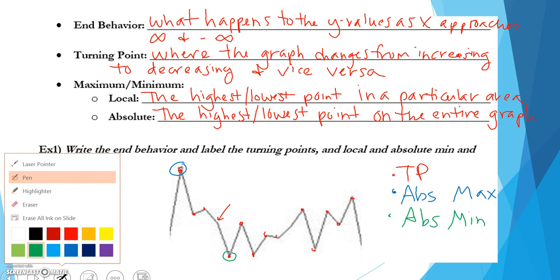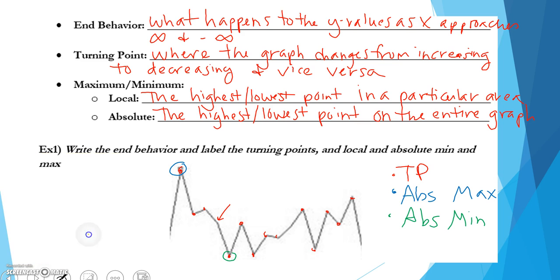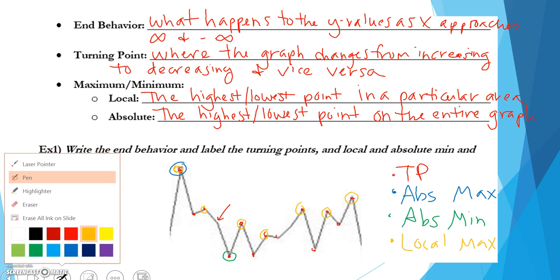So now locals. Every turning point has to be a local max or a local min. For local max, that's basically all of the peaks of the mountains. So this absolute max is also a local max. That's a local max because if you were just going to zoom in on that graph, it would be the tallest point in that area. That is one. That's one. All of these are. So it's all the peaks if that was a mountain range.